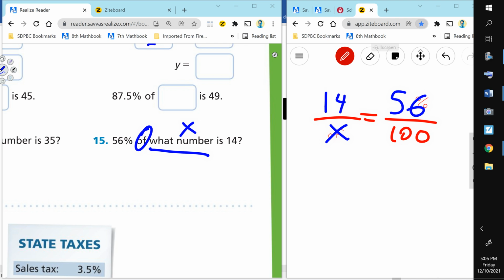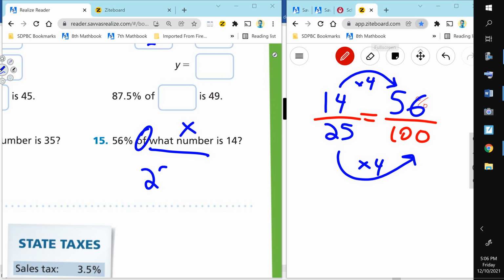Is 14. Now here's the good news. I'm going to take a shortcut. Please don't hate me, but I can do it. I know 14 times 4 is 56. So now I'm thinking, what times 4? We did the same thing. Is there something times 4 that equals 100 that I can do in my head? Actually, there is. It's 25. 25 times 4 is 100.